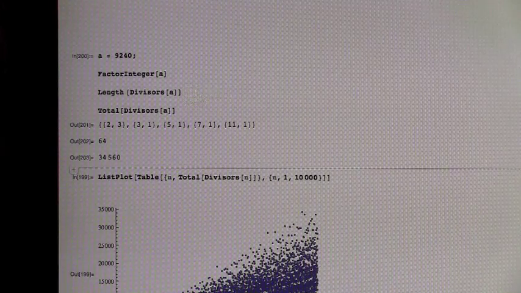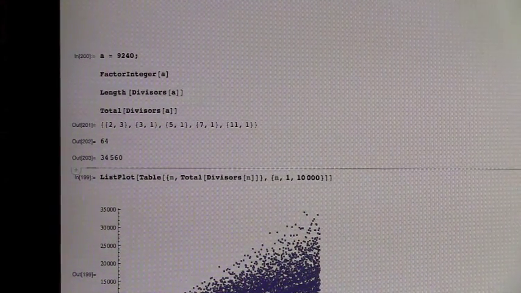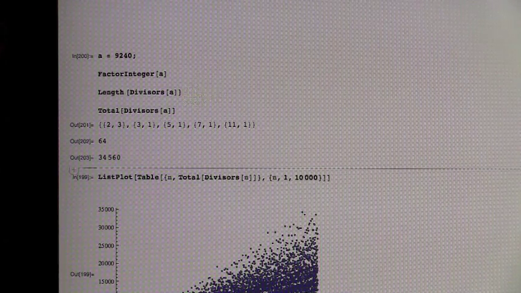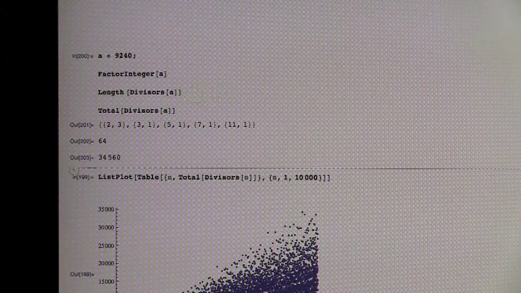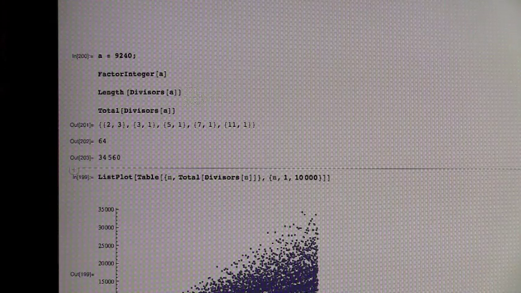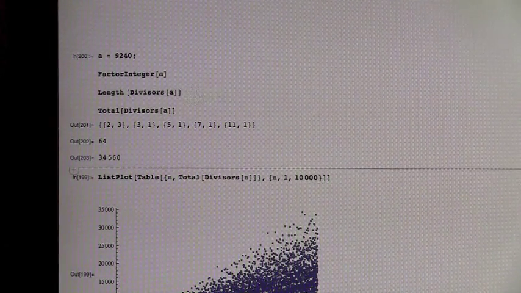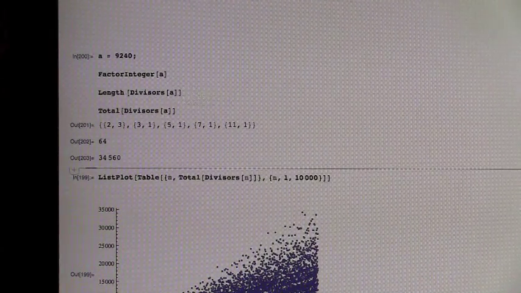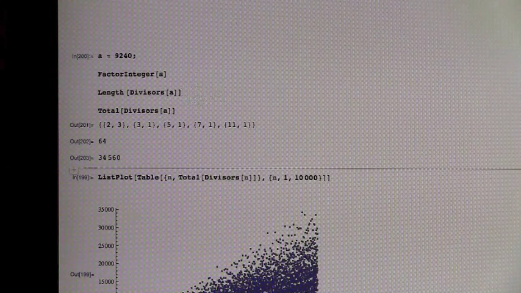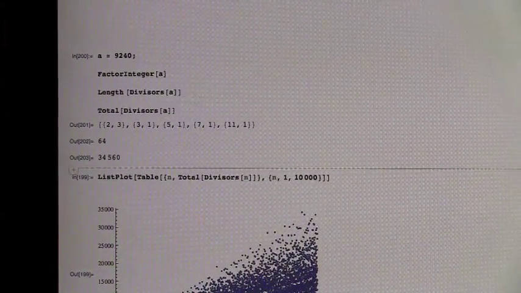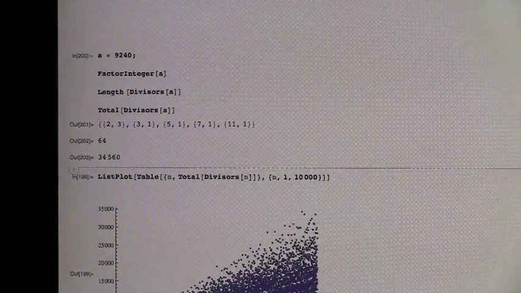But there is something else that's pretty interesting about 9,240. What do you notice about that number? Well, it has 2s, 3s, 5s, 7s, and 11s in it. Okay, why is that interesting? Well, it's the first 5 primes. Is it the first number that uses them? No, it's not the first number that uses the first 5 primes. The first one would be 2 times 3 times 5 times 7 times 11.